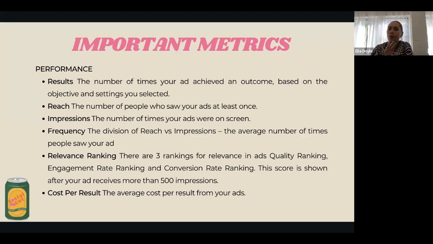So there is going to always be a variation between these two, and your impressions will always be higher than your reach, because the reach is me, a singular person. I'm on Facebook, I've seen this post, but then I may also see it on Instagram. So that's 2 impressions, but I'm just one person. So the reach is the number of people. The impressions are the number of times that person or people have seen it.